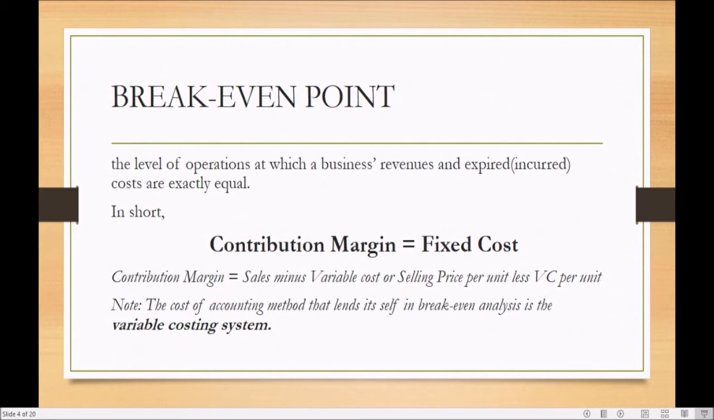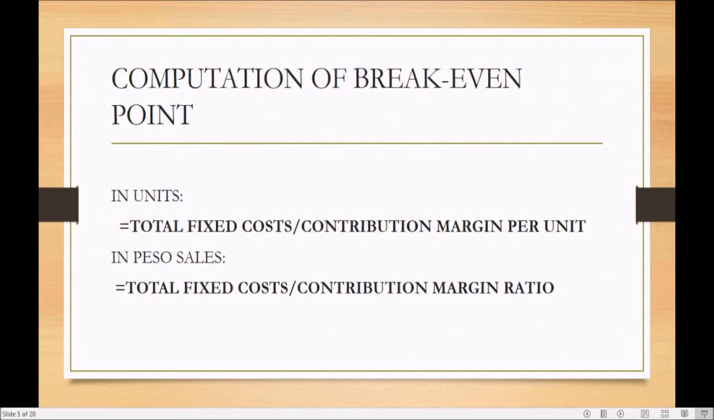Okay? So, paano po natin kukumputin yung break-even point? The computation of break-even point can be in two different manners. Depende po yun. Bakit two different manners? Kasi it will depend kung ano po ba ang gusto nating computin. In units ba na break-even point or in peso sales? Generally, the computation of break-even is simply dividing total fixed cost to the contribution margin. That is the general rule.